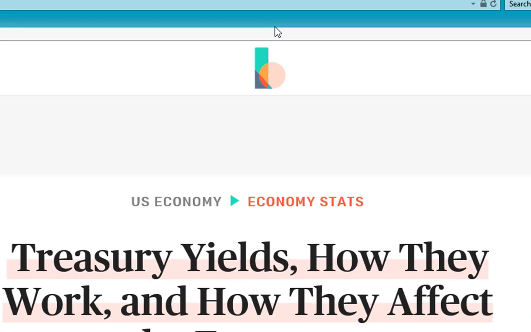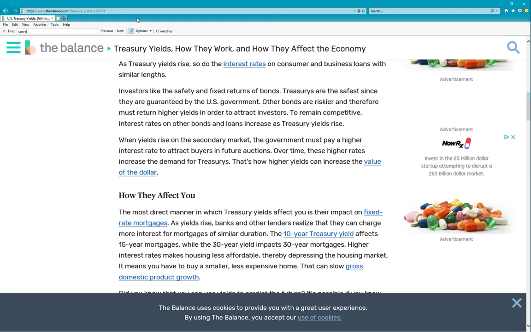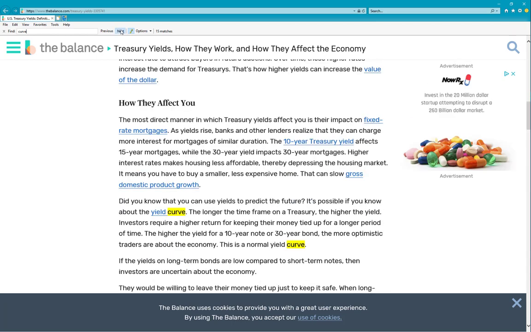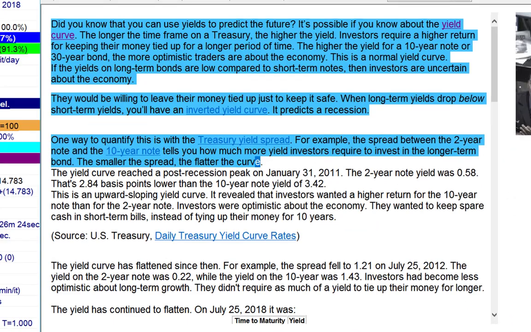Let's go back to the article. Search for curve. Did I miss something? Yield curve, okay. That was this long article, doesn't help. It's a normal yield curve. Inverted yield curve. The smaller the spread, the flatter the curve. No way, they don't explain anything. Yield curve. I have another idea.